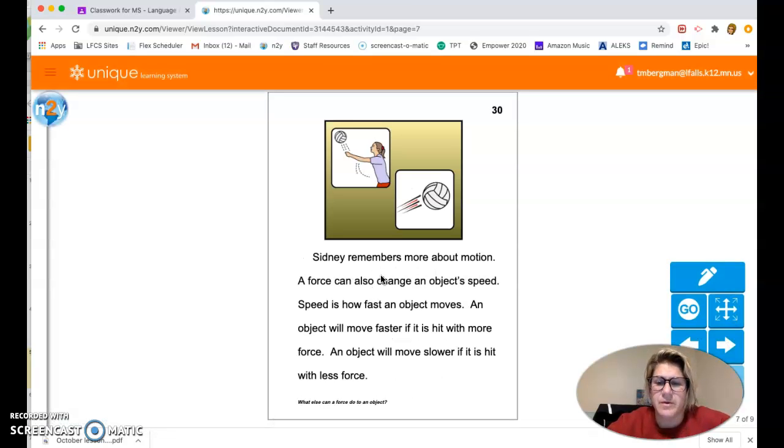Sydney remembers more about motion. A force can also change an object's speed. Speed is how fast an object moves. An object will move faster if it is hit with more force. An object will move slower if it is hit with less force.